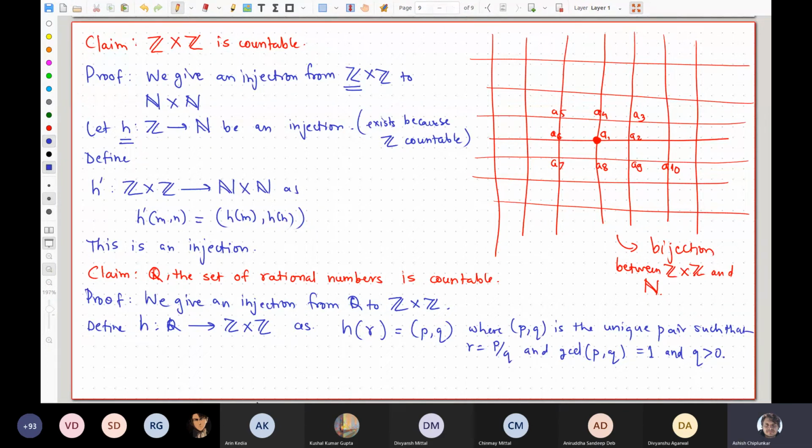Cool. Right, so Q, the set of rational numbers, is countable. Z cross Z we proved to be countable. So I hope you can see it.